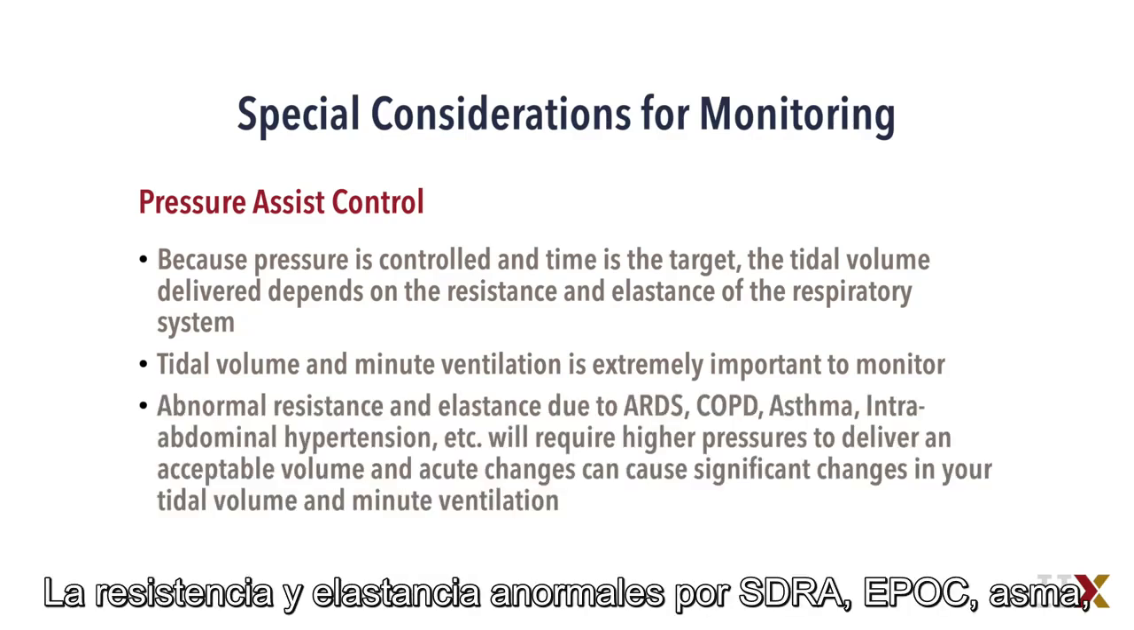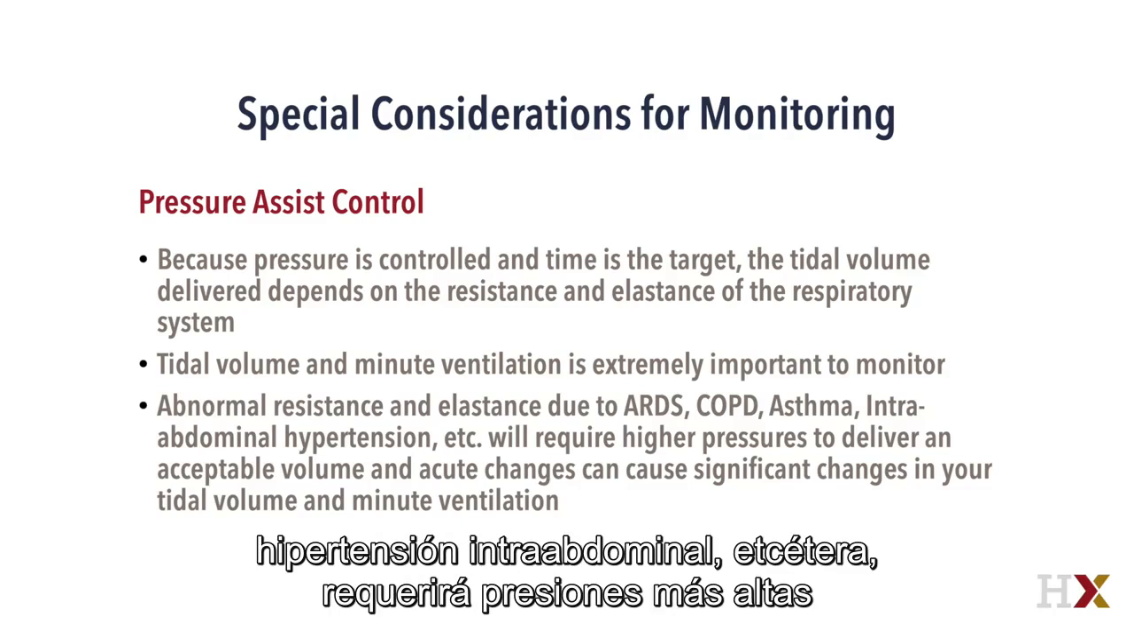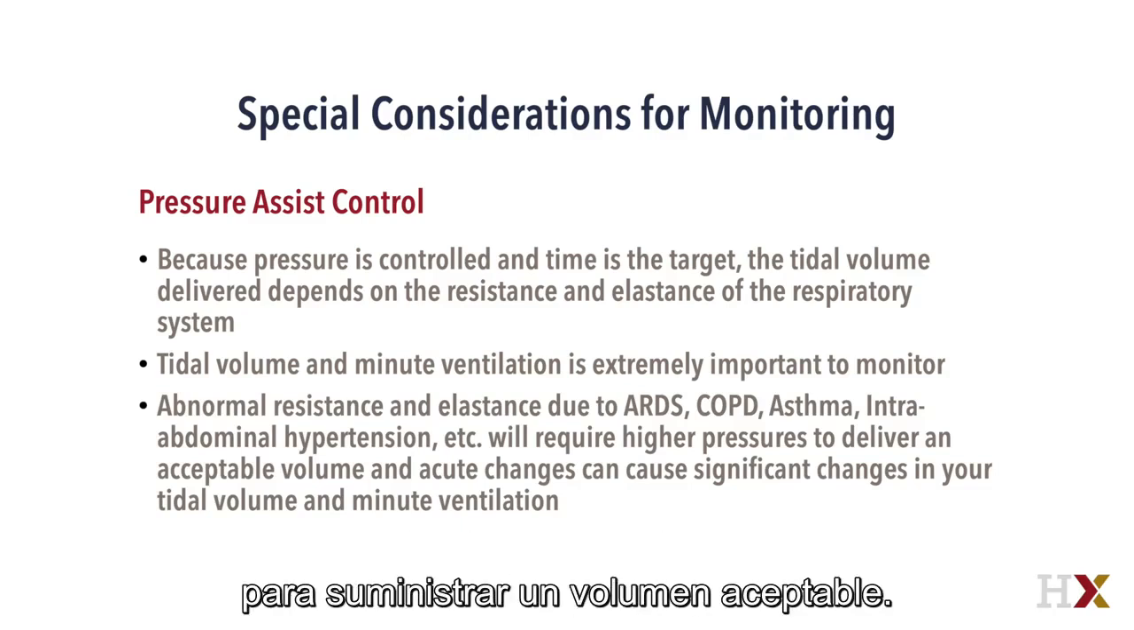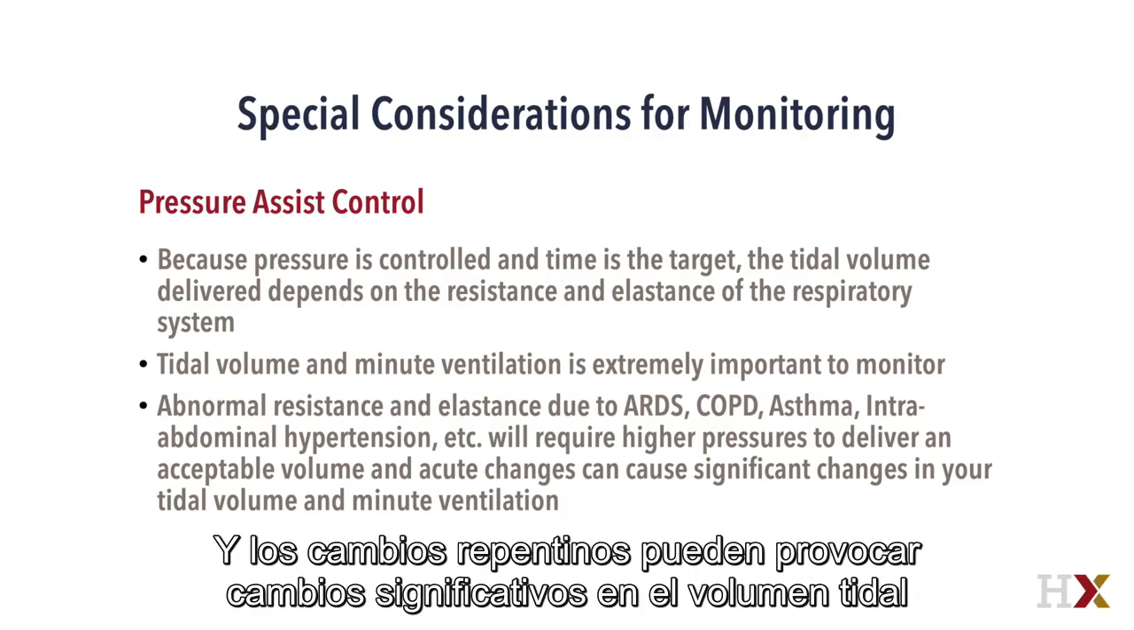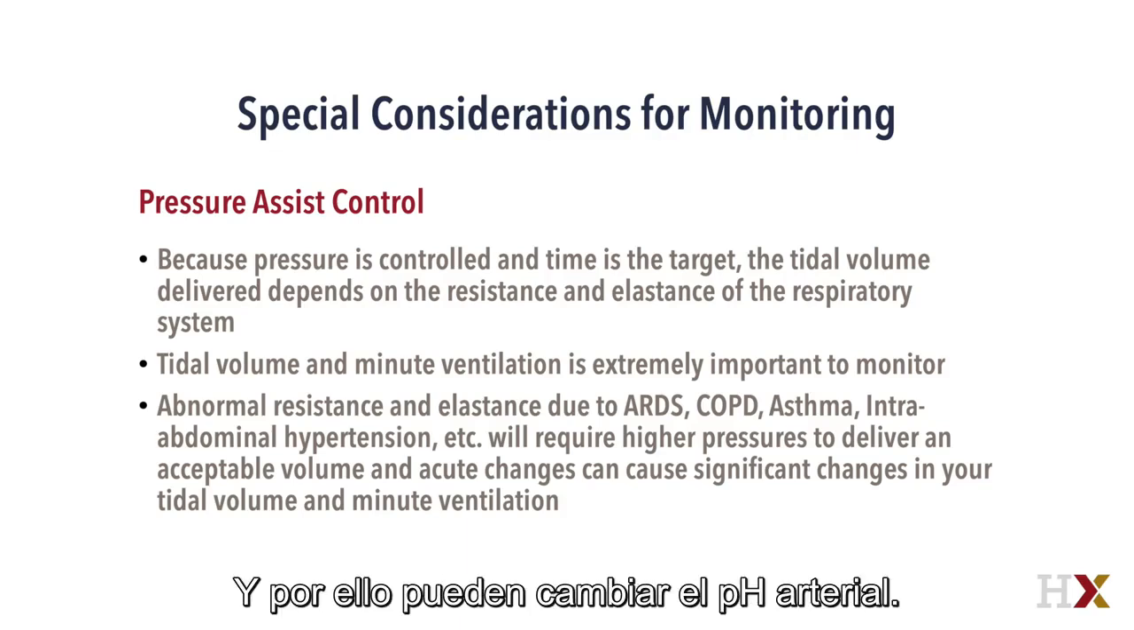Abnormal resistance and elastance due to ARDS, COPD, asthma, intra-abdominal hypertension, etc. will require higher pressures to deliver an acceptable volume, and acute changes can cause significant changes in your tidal volume and minute ventilation, and therefore can change your arterial pH.